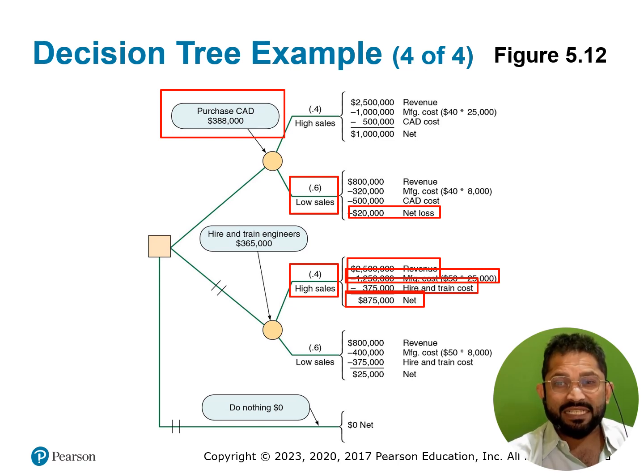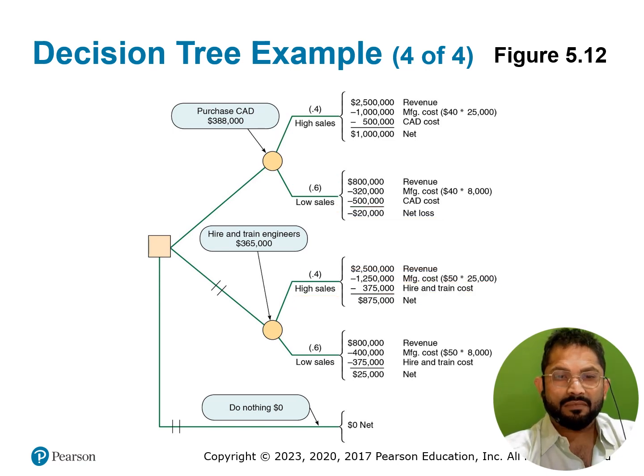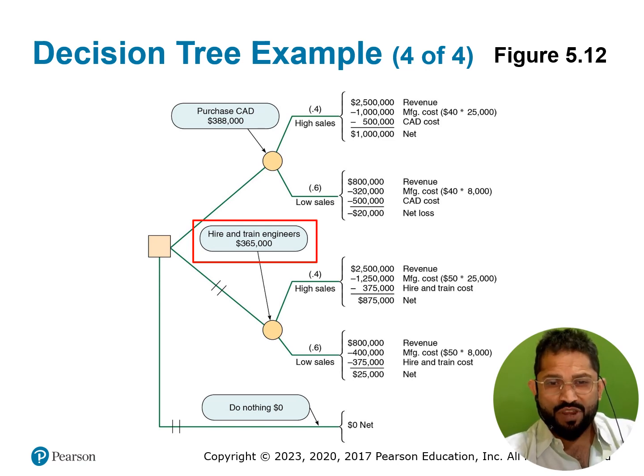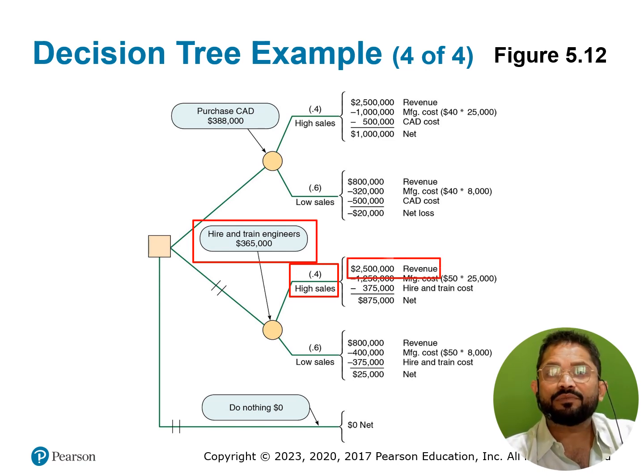Now the next decision is to hire and train engineers. If the company hires and trains engineers for an additional cost of $365,000, there are two potential outcomes. High sales of probability 0.4 that will generate a revenue of $2,500,000 from sales of $100 per unit for 25,000 units.